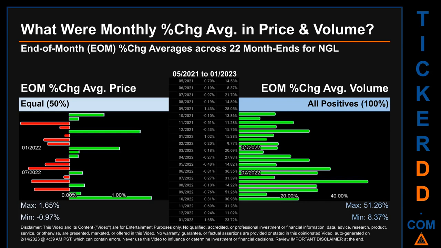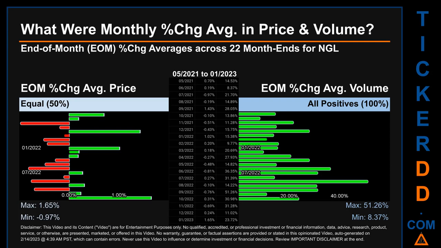What were end-of-month percentage change averages in price and volume for NGL? The monthly average of percentage change, in price and in volume, were calculated for each of the 22 month ends. That calculation took daily percentage changes and averaged them for each given month. If a month end came out negative, then it means that the month summarily saw a negative change.